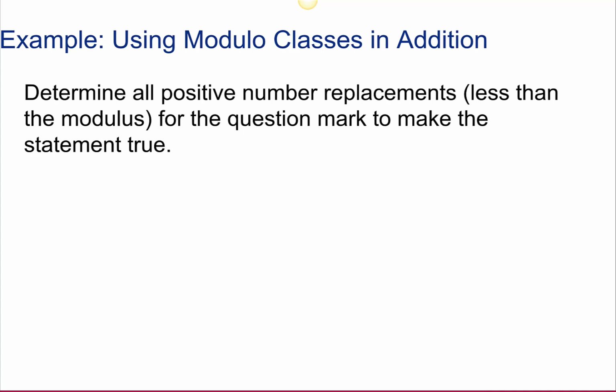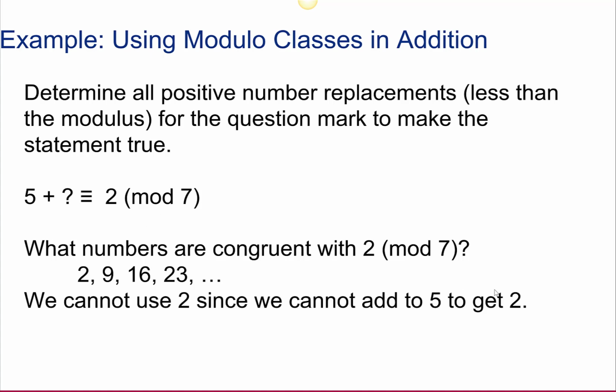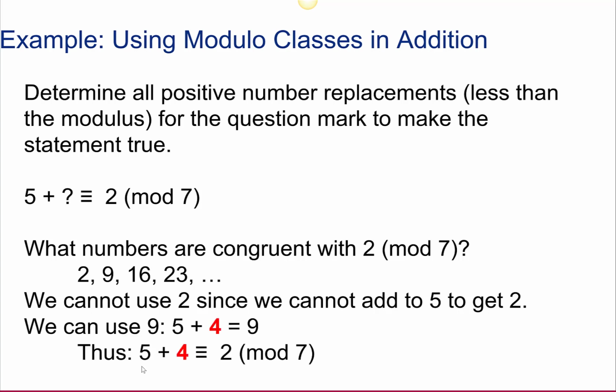Determine all the positive number replacements less than the modulus for the question mark to make the statement true. So we want to know what number do we add to 5 in order to get a number that's congruent with 7 in the modulus 7 system. So if you look in that table that we had on an earlier slide, you'll see numbers like 2, 9, 16, 23. And we want to pick the smallest number. We can't have a negative number here. It's got to be a positive number. So we can't use 2. So we're going to use 9. So 5 plus 4 gives us 9. So the question mark there would be replaced with a 4. If we divide 9 by 7, we get 1 remainder 2.